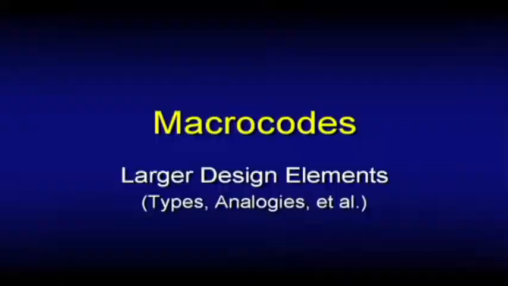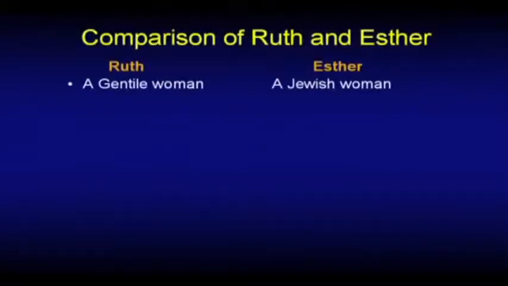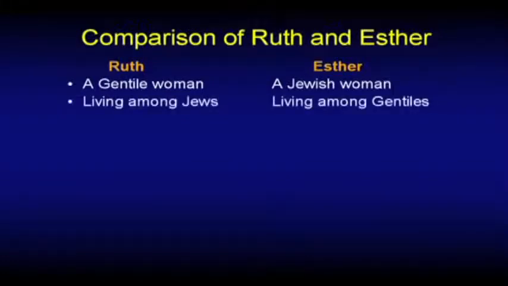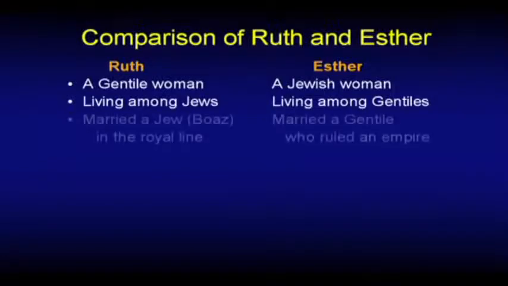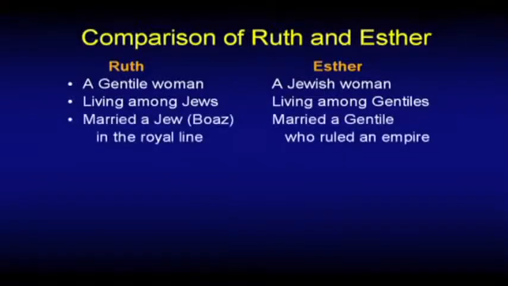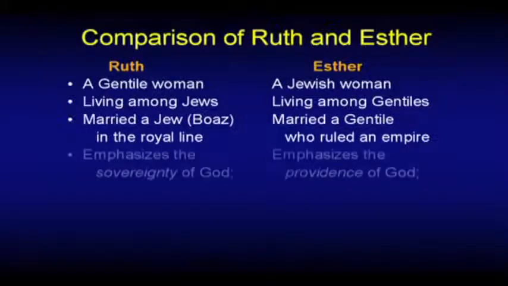There it is. Okay, let's talk about the other end of things, macrocodes, the large scale, the larger design elements, types, analogies, and so forth. When you compare Ruth and Esther, it's kind of interesting because in Ruth you had a Gentile woman, in Esther you have a Jewish woman. In Ruth, the Gentile is living among Jews. In Esther, the Jewish one is living among Gentiles. In Ruth, she marries a Jew, Boaz, in the royal line. Esther marries a Gentile who ruled the empire, also in his royal line.